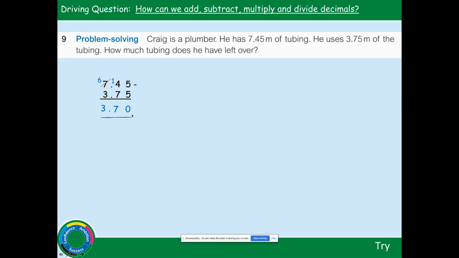So I've got 3.70. So that's roughly 7 take away 4, which is 3. This is fairly close, so I know I'm in the right ballpark. We've been measuring in meters. Because this is on the end, I don't actually need to put that there. I can just show my answer as 3.7 meters. Or if you wanted to show it as meters and centimeters, you could say that's 3 meters and 70 centimeters. That's just remembering back to the last lesson.